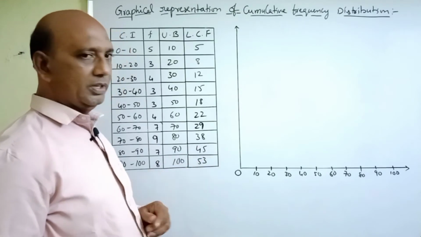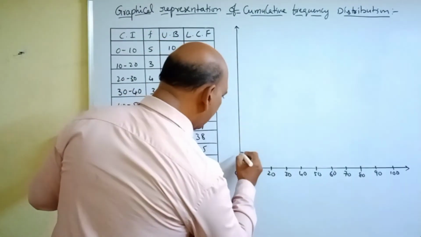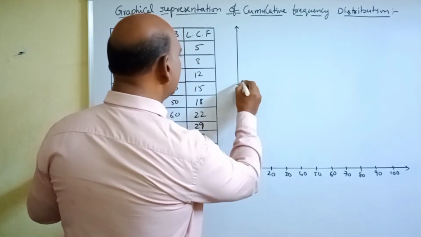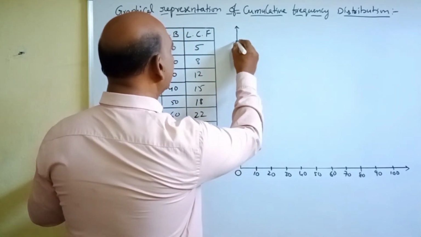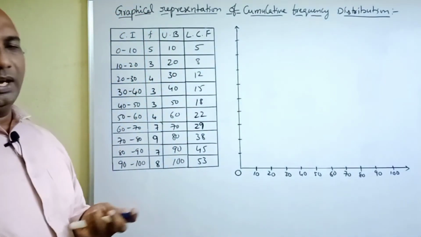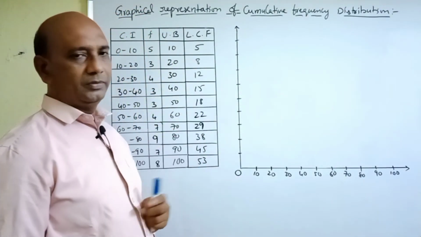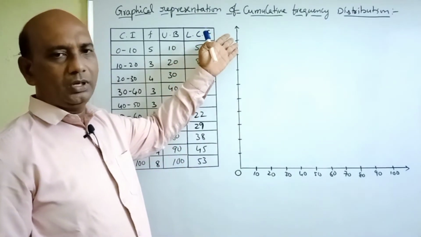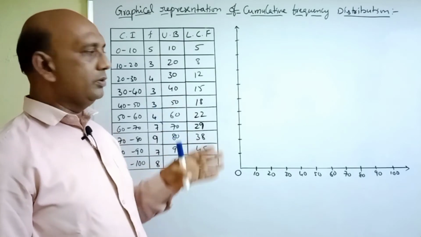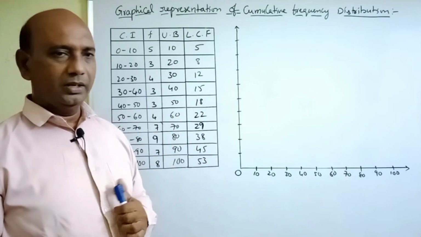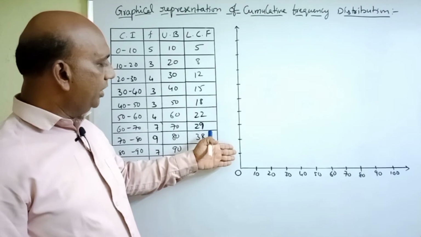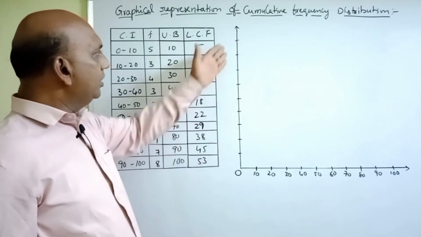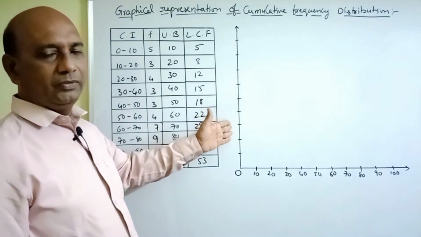Highest value is 53. So, there are 1, 2, 3, 4, 5, 6, 7, 8, 9 units in this graph. But in your graph sheet, so many, 32 or 33 columns or rows will be there. According to that, you can choose the scale. Now on this board, I have only 9 units, so according to these units, we will choose the scale.